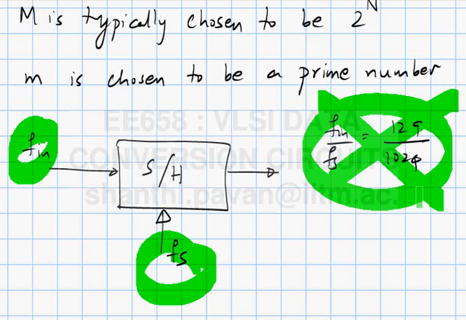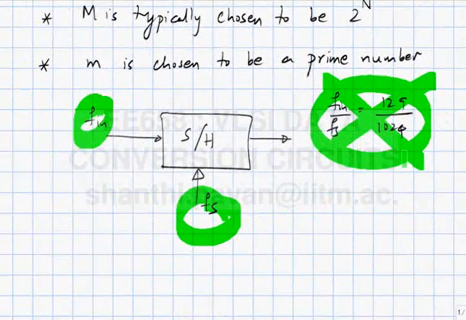So you wanted 129 cycles of Fin in 1024 cycles of Fs, and clearly that is not the case. Is that clear to everybody?